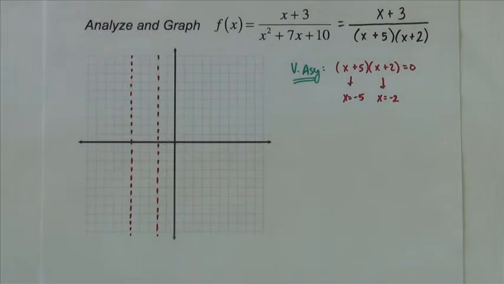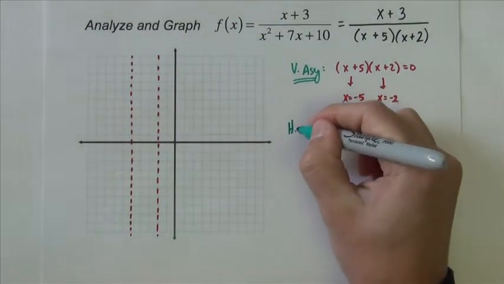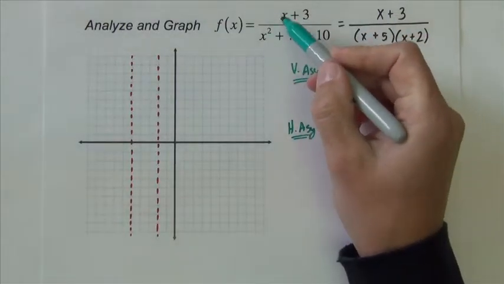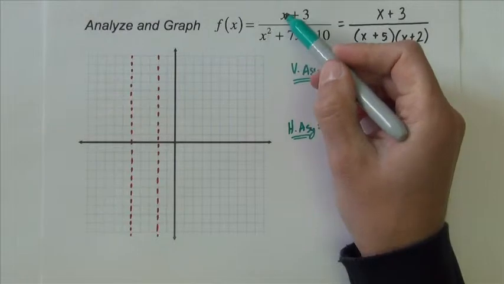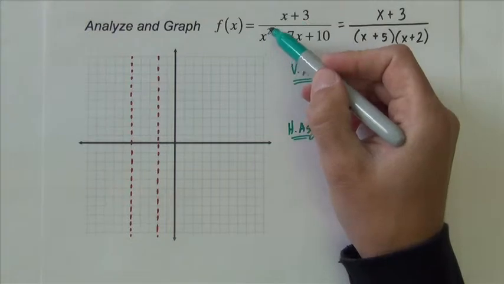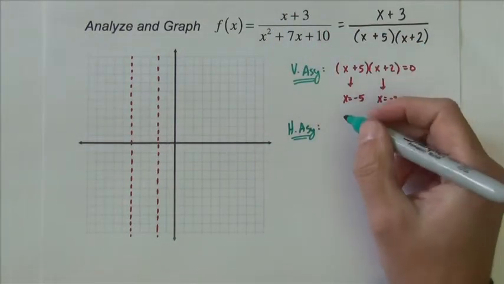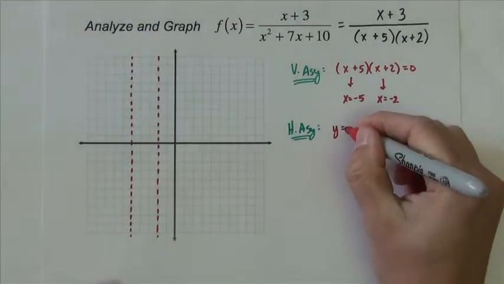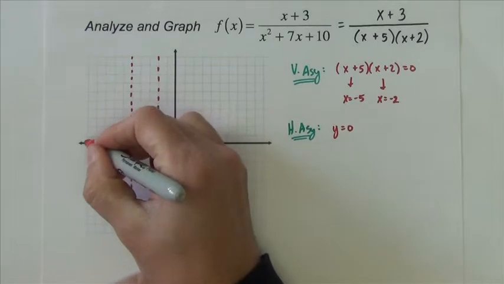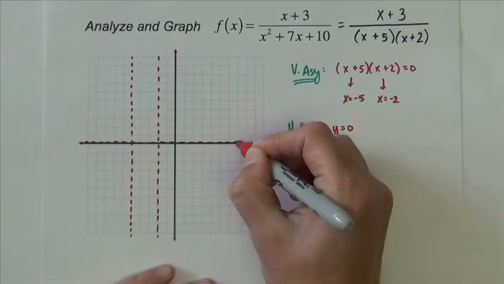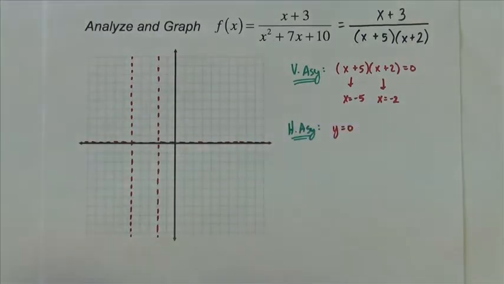Now I'm going to find the horizontal asymptote. For the horizontal asymptote, I'm going to look at the largest power of x that I see on top and bottom. I notice the power of x on top is smaller than the power of x on bottom, so 1 versus 2. Since the power is smaller on top, that means it's the line y equals 0. So that is right on the x-axis. Okay, so I've got my horizontal and my vertical asymptotes.